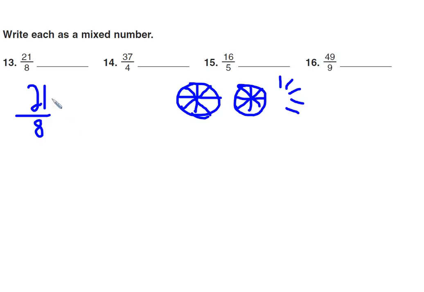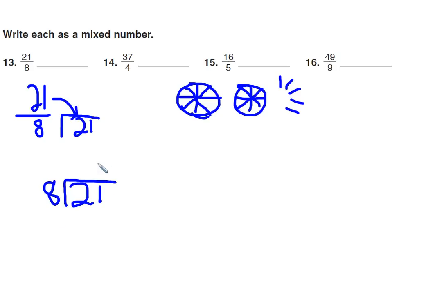21/8 is an improper fraction. The top, the numerator, is larger than the denominator. So what happens if the top's a lot heavier? It tips over. So you write the 21 here and do a fraction: 21 divided by 8. It's kind of what I did here. I took all the 21 pieces and I divided them into groups of 8. This is a group of 8, this is a group of 8, and then I had some left over.